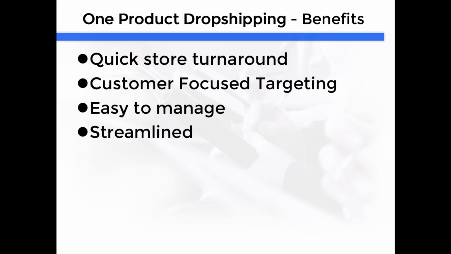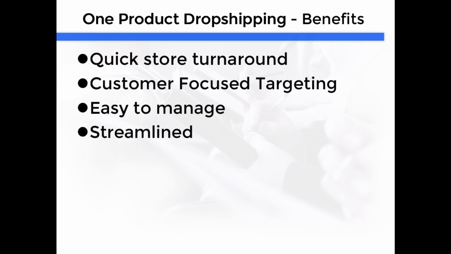So before we start building our one product dropshipping store, I want to just talk a little bit about the benefits of one product dropshipping and why it could be more beneficial than starting a brand for your dropshipping store. So first of all, there's a quick store turnaround, which means that you can build a one product dropshipping store pretty easily. You don't have to spend weeks and weeks importing loads of products and perfecting the product descriptions for all of those products and building a branded store around all of those products.